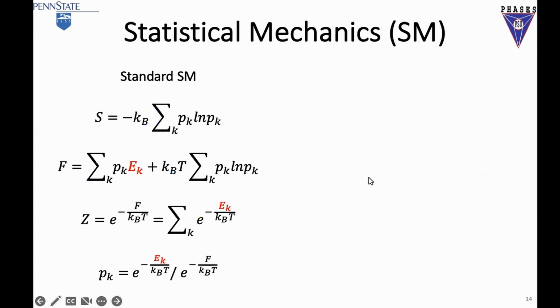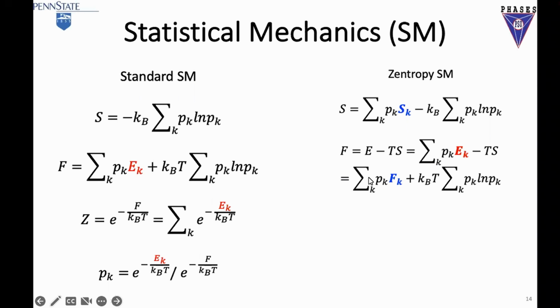Okay, now I want to go back to make the comparison between what I call standard statistical mechanics, which is the entropy, free energy, potential function, and the probability of different states. Now, if you take the one I just discussed, I call it Zentropy, and now entropy is different. You get the extra term there, and if you get that term there, your free energy is different.